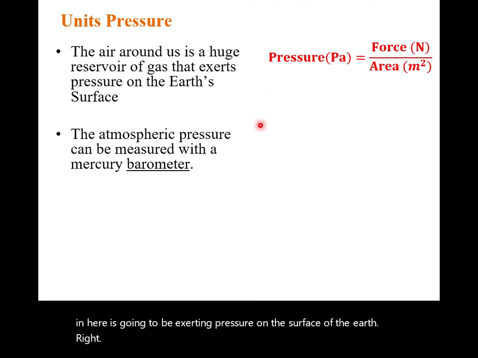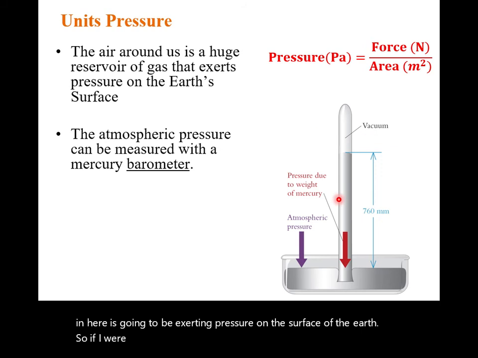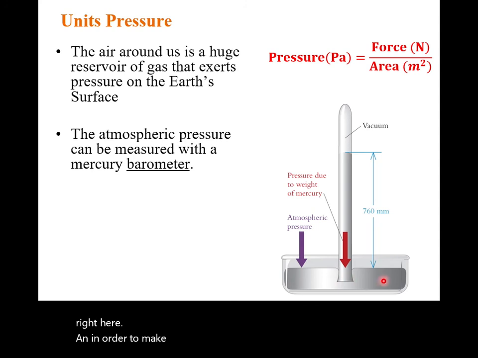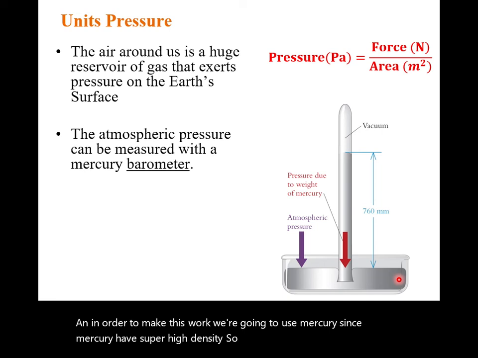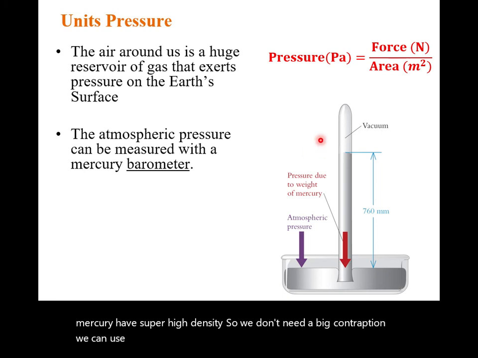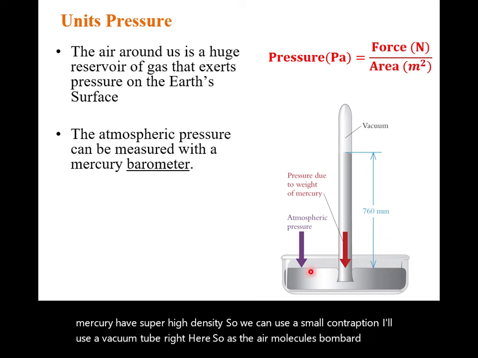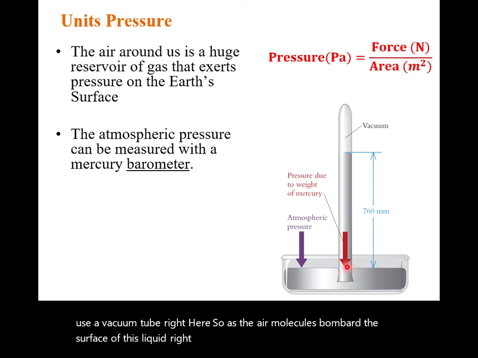So if I were to construct a contraption like this, where you can put liquid right here, in order to make this work, we're going to use mercury, since mercury has super high density, so we don't need a big contraption. We can use a small contraption. And I'll use a vacuum tube right here. So as the air molecules bombard the surface of this liquid right here, they're going to cause the liquid to rise inside the tube.